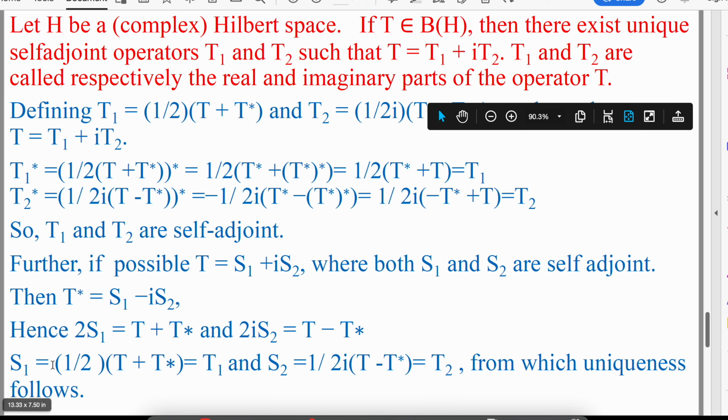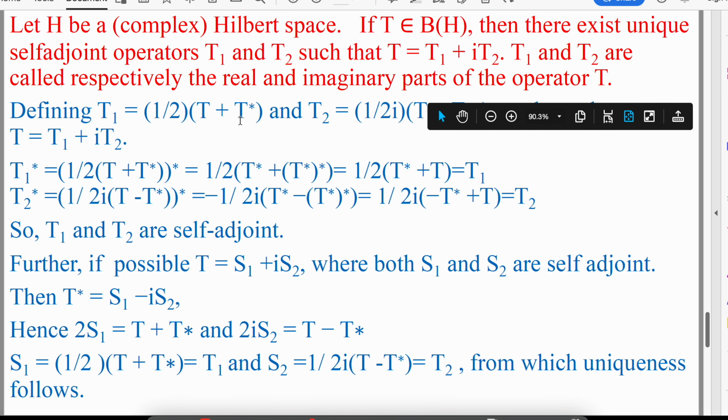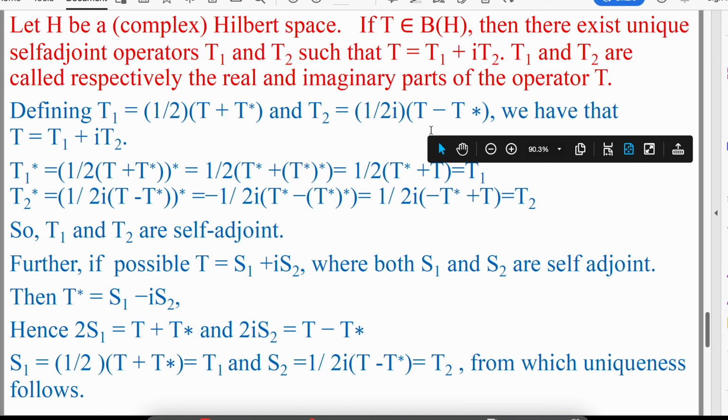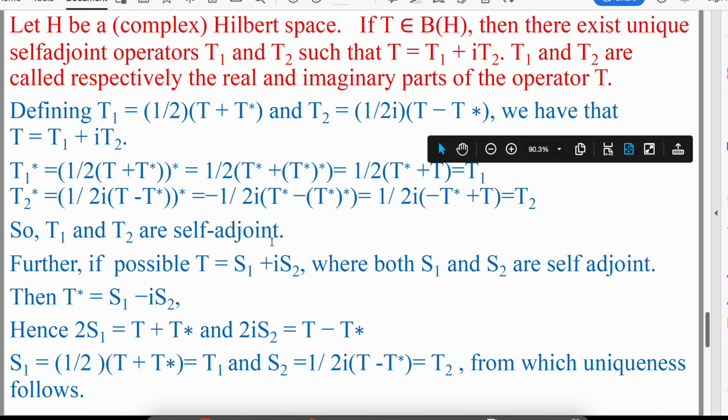Therefore, S1 is equal to 1 upon 2 (T plus T star), and this is nothing but T1 from here, and S2 is equal to 1 upon 2 iota (T minus T star), dividing by 2 iota. So this is nothing but T2 from here. So it means this representation is unique. So we have proved that for any operator on the Hilbert space, there exist unique self-adjoint operators T1 and T2 such that T is equal to T1 plus iota T2.